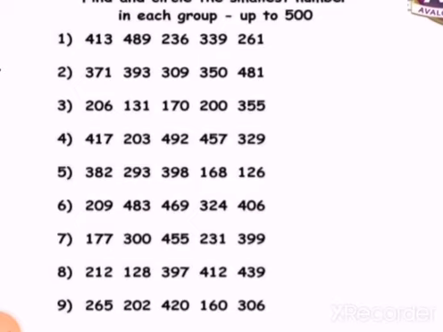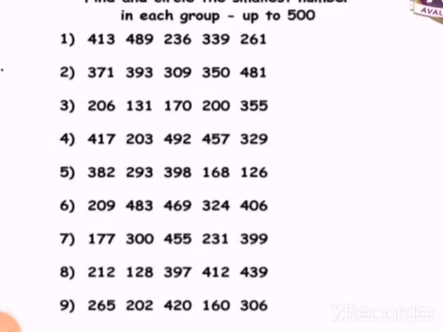In part 1 you have 5 numbers with 3 digits, that means it is of hundreds. So 413, 489, 236, 339, 261. First of all you will compare the place of the hundreds. In the place of hundreds, the smallest number is 2. There are two numbers with 3 digits starting from 200.